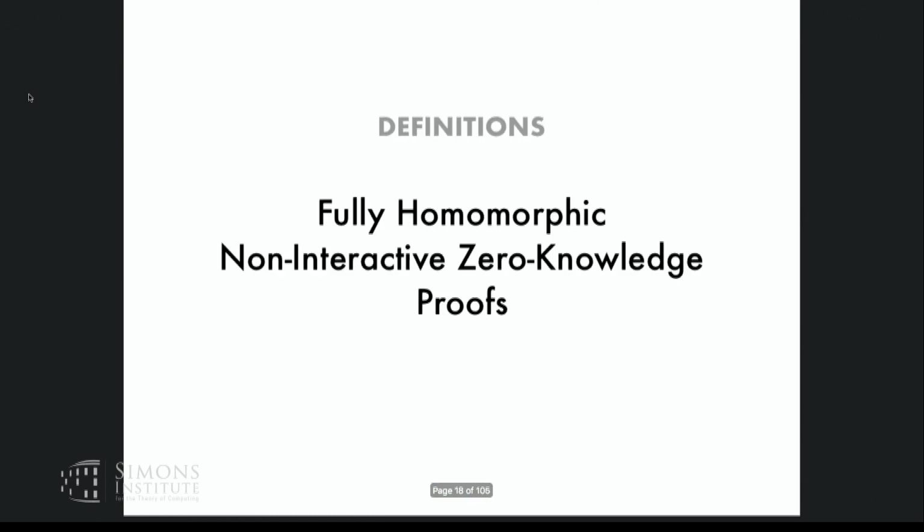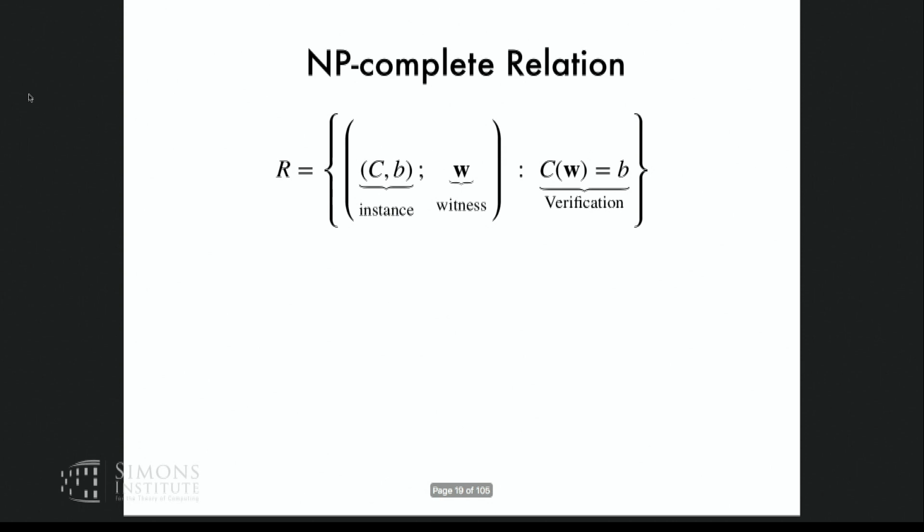So now let's look at what it means for a proof system to be fully homomorphic and satisfy the zero knowledge property. In order to define the proof system, first I need to define the relation. The relation we are going to consider is one where every instance consists of two parts. The first part is a circuit and the second part is a bit. And a witness W belongs to this relation if the output of the circuit on this witness is this bit B.